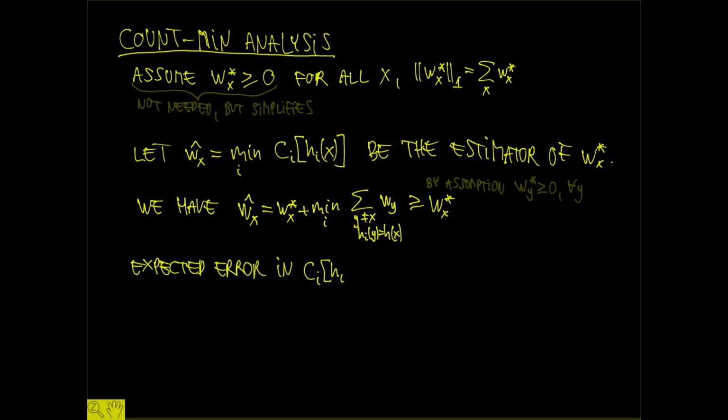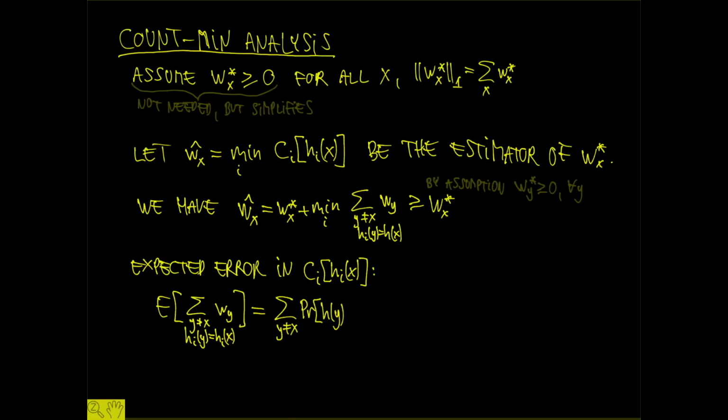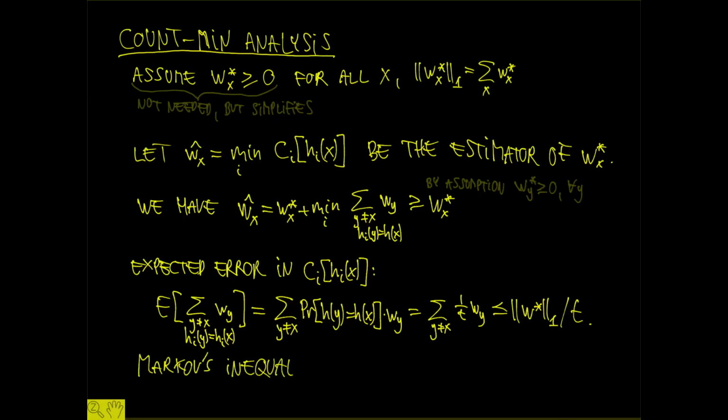Let's bound the expected error in table number i. So the expected sum of all y that collide with x is going to be a weighted sum where we weigh each W_y star by the probability of a hash collision, which is exactly 1 over t if we assume random hashing. So all in all, we get something that is bounded by the L1 norm divided by t.